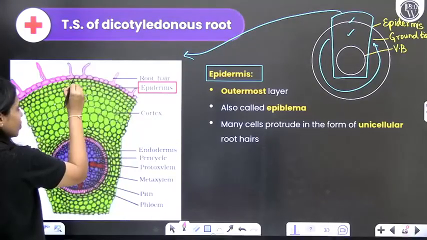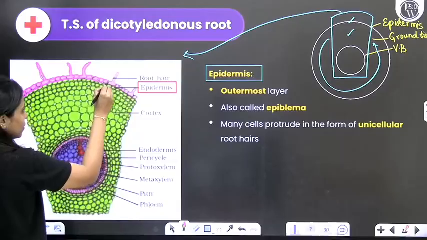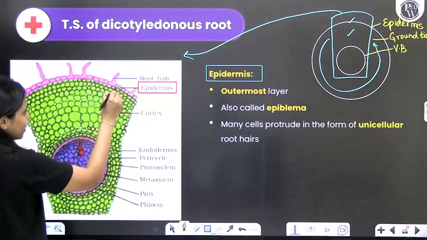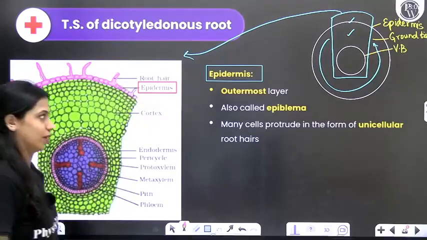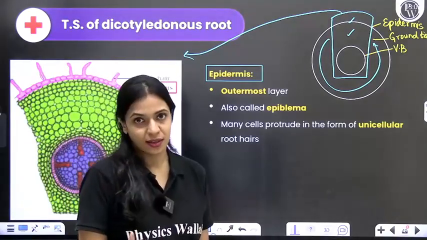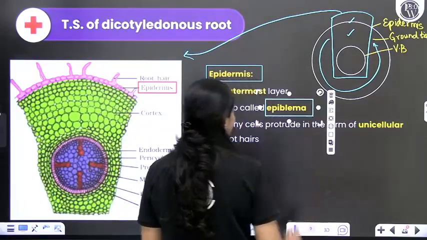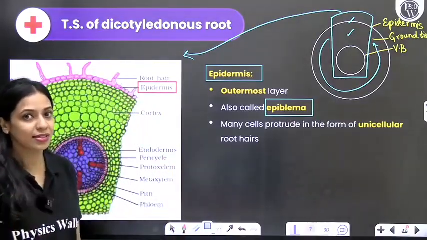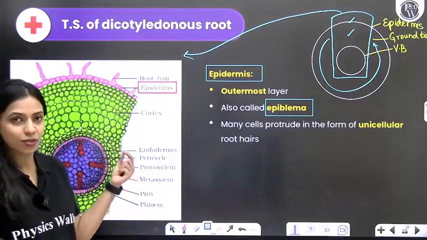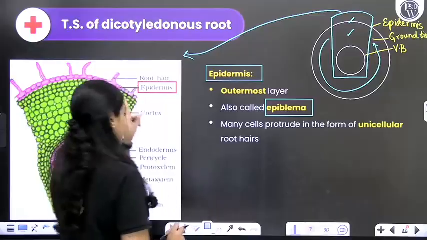In the root, do we have cuticle in the epidermis? No. In the root, do we have stomata? No. So what do we have? We have continuous layer of epidermal cells and here and there you find some root hair. The epidermis of roots in both monocots and dicots has a special name. We call it the epiblema. Epiblema is another name for epidermis that is only for root. Epiblema you can't say for stem or leaf. The root epidermis is also called epiblema. So over here many cells protrude in the form of unicellular root hair. I've already told you about that.